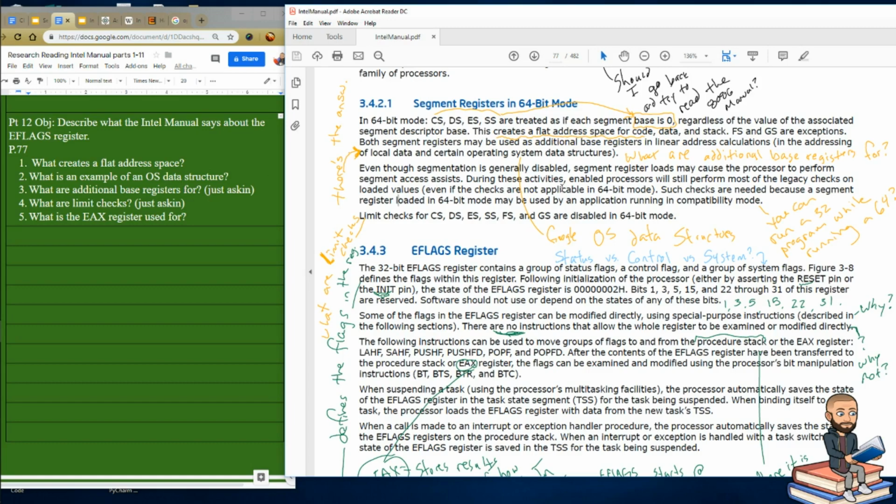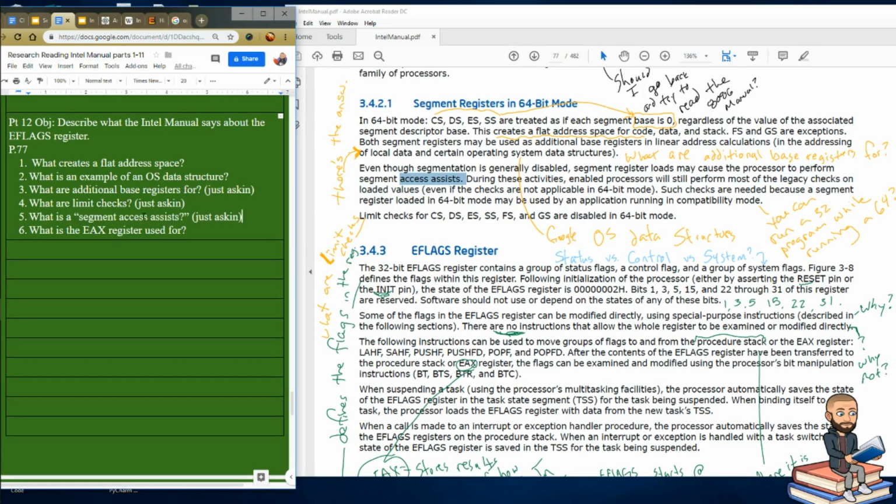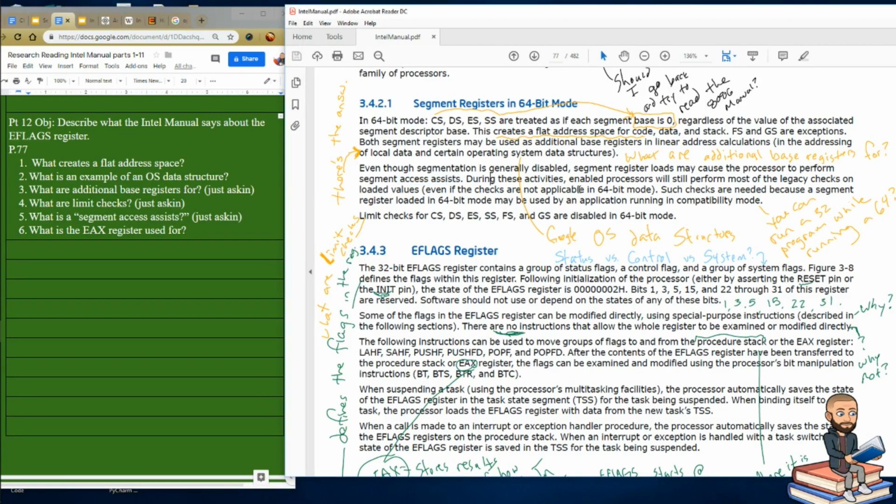Now, even though segmentation is generally disabled, segment register loads may cause the processor to perform segment access assists. I need that as a question. So there you go. During these activities, enabled processors will still perform most of the legacy checks on loaded values, even if the checks are not applicable in 64-bit mode. Such checks are needed because a segment register loaded in 64-bit mode may be used by an application running in compatibility mode. So my question is, you can run a 32-bit program while running a 64-bit one? In which case, it sounds like the point of this paragraph is that even though segment registers may be disabled for one thing, they can still be utilized by another.